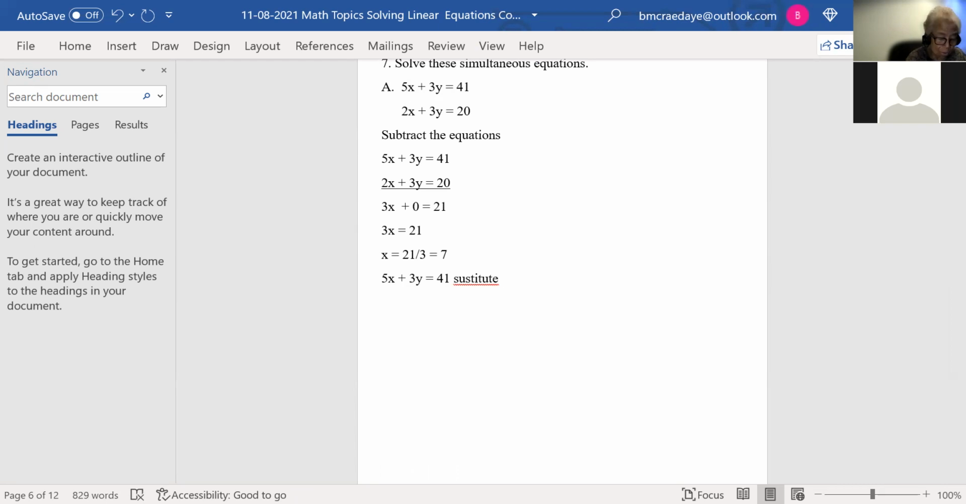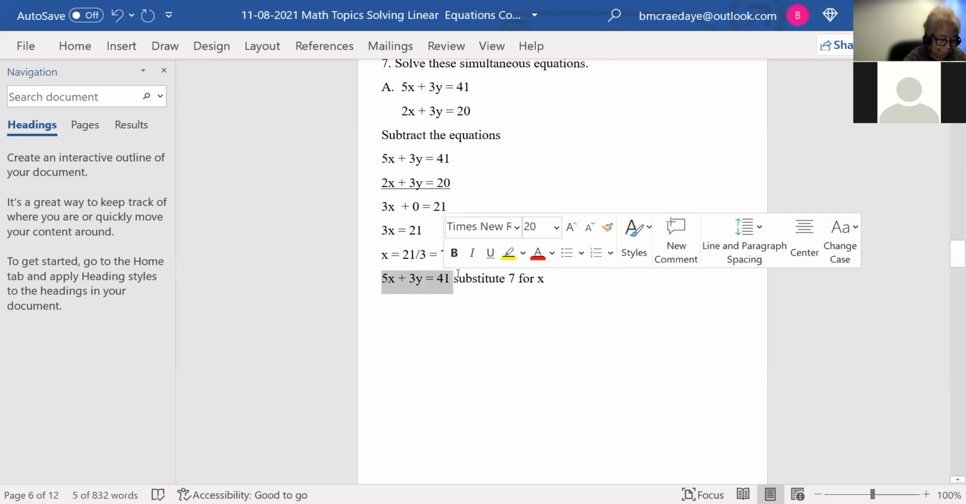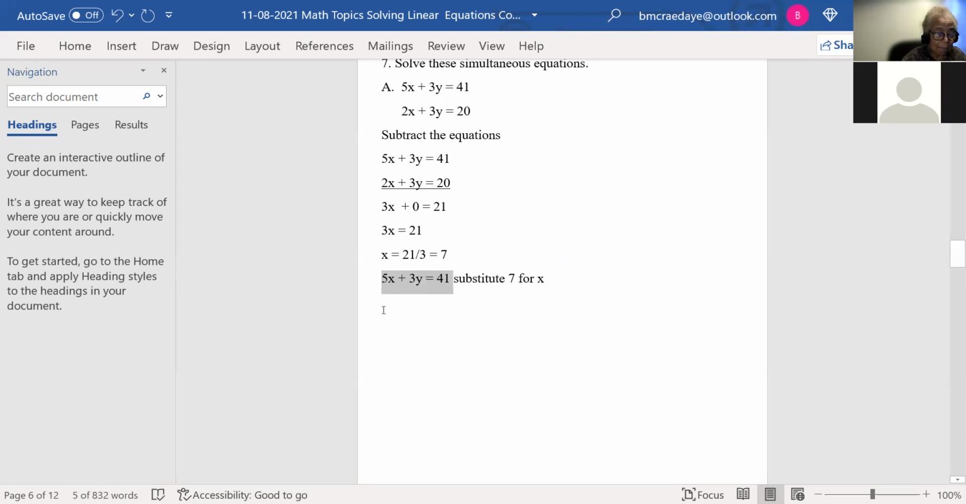Substitute 7 for x. So where you see an x, you want to put a 7, right? So let's just take this and put our 7 here. So x, we're going to put a 7. So that would be times 7.